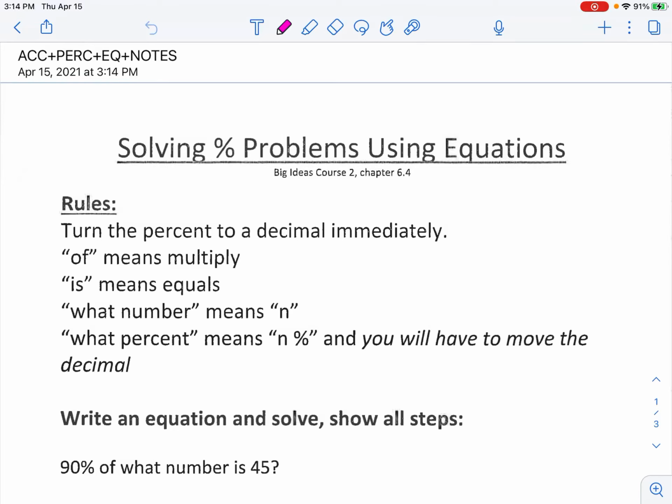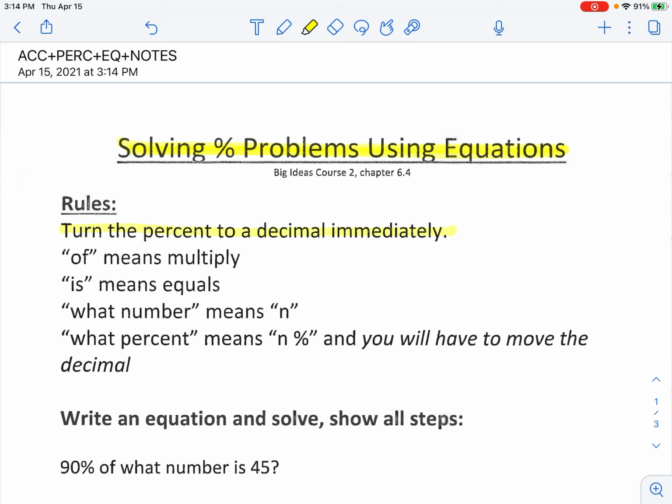Good morning. Okay, so we're going to continue working with percents, but now we are going to solve percent problems by using equations. So we all know how to solve equations. We do the inverse operation to get the variable isolated. So we're going to look at our rules first.